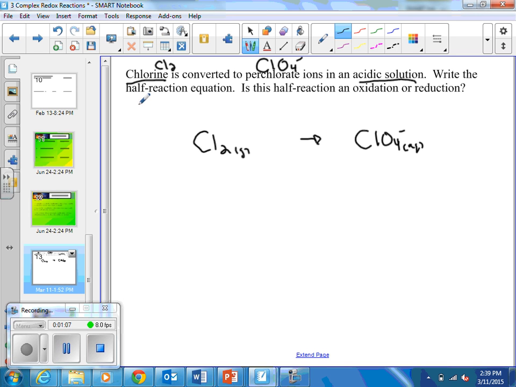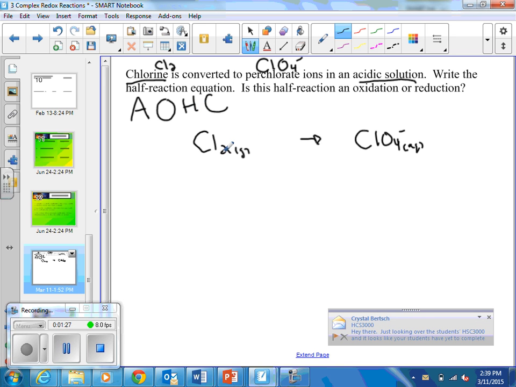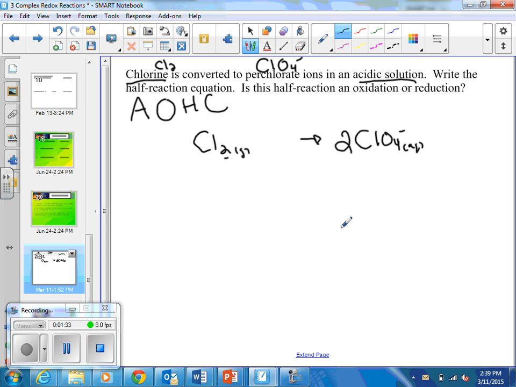Remember when we're doing these complex balancing, the AOHC method. A stands for all, so we balance all except hydrogen and oxygen. So the only other type of atom present here that isn't an O or an H is a chlorine. So on this side I have 2. On this side I only have 1. So I have to put a 2 in front of my perchlorate so I can balance the chlorines. Okay, we've done that step.